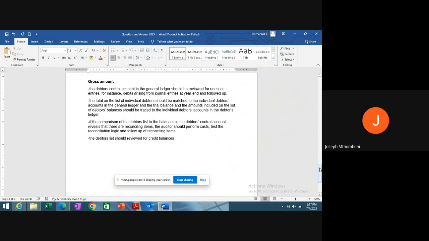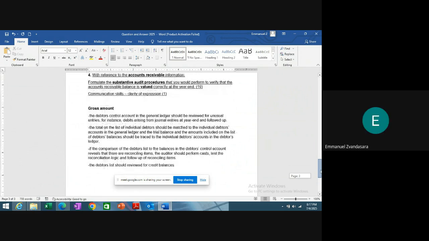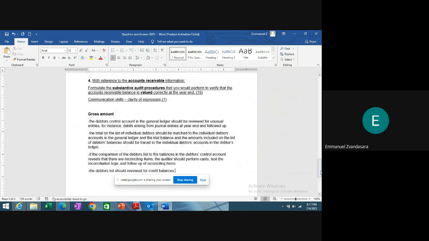So the question does not say anything about assertion, right? The question is specifically about the assertion. The question says the verification that the accounts receivable is valued correctly at the end. So meaning they are actually referring to the account balance, right? Now we are coming to the assertion. Yes, they are referring to the account balance.